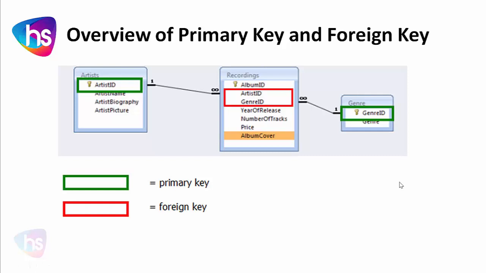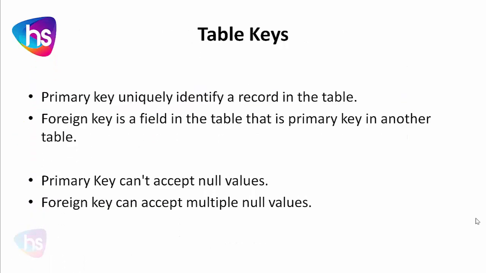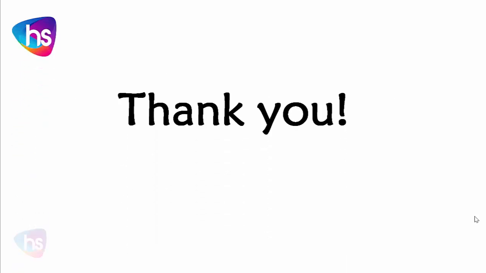A foreign key may have null values. Remember this strongly: this recordings table may have some null values, whereas a primary key will not. Now, table keys: a primary key uniquely identifies a record in the table. A foreign key is a field that is a primary key in another table. A primary key can't accept null values, whereas a foreign key can accept multiple null values. Hopefully you get a good idea and understand this.